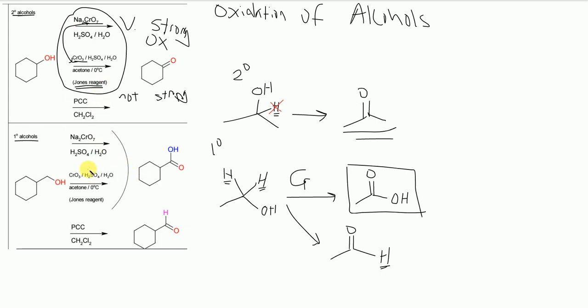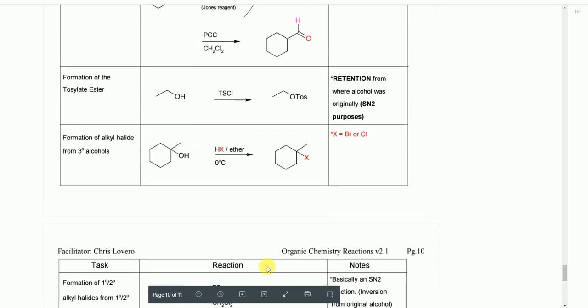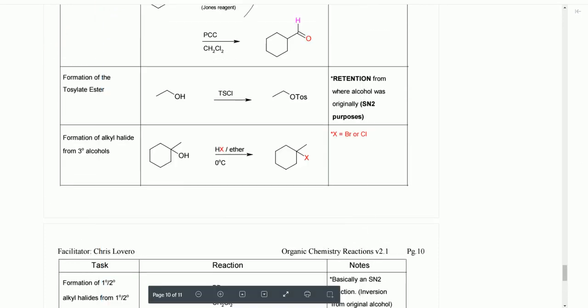All you have to do is memorize these reagents. So Na2CrO7, H2SO4, H2O, not that hard to memorize. And then this one's just CrO3, H2SO4, H2O, and then acetone at 0 degrees. It's not that much of a change. So it's very reasonable to know this and understand it to some degree, okay? All right, so let's move on. We're almost done.